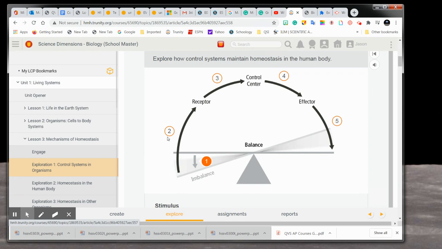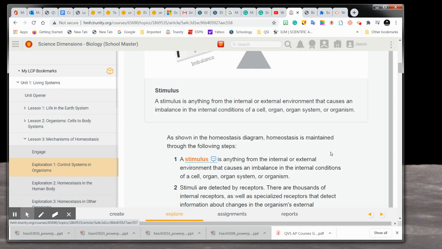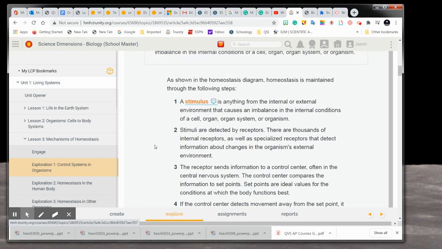If you look in your book, you can go through here and click on the different numbers and it can play the information for you. But basically, once you have a stimulus, a stimulus is anything from an internal or external environment that causes an imbalance in the internal conditions of the cell, organ system, or organism. Okay, so when our body receives a stimulus in one way, shape, or form, we go through the process of detecting it with certain types of cells called receptors.